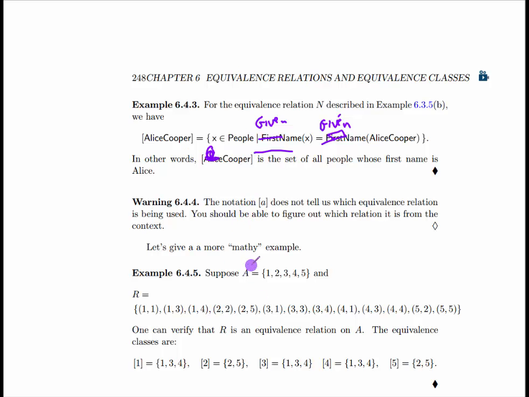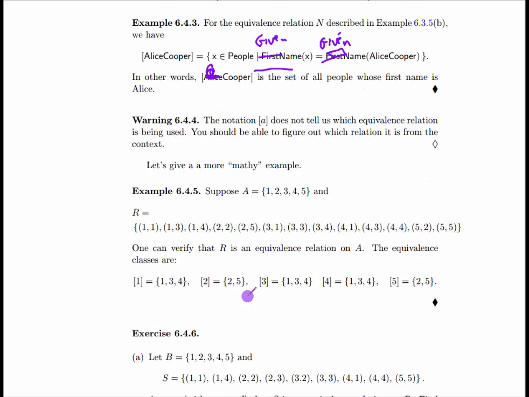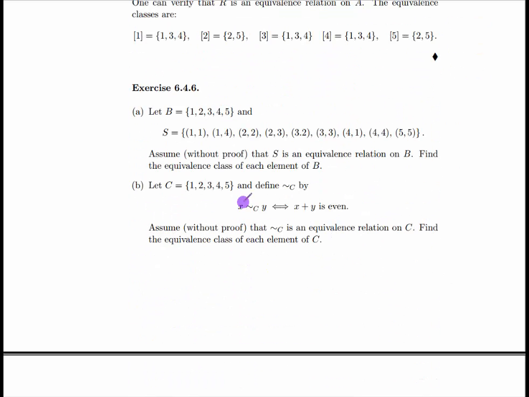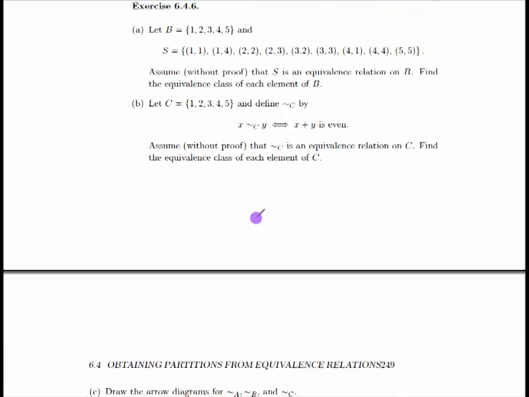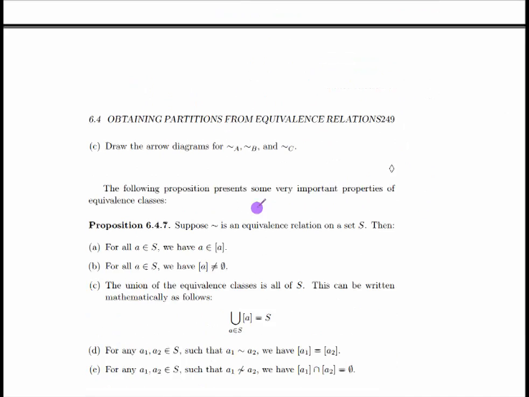All right. So we can do this with names. We can do this with numbers. Let's see, what do we have here? So here we have another equivalence relation, and we can create equivalence classes from that.